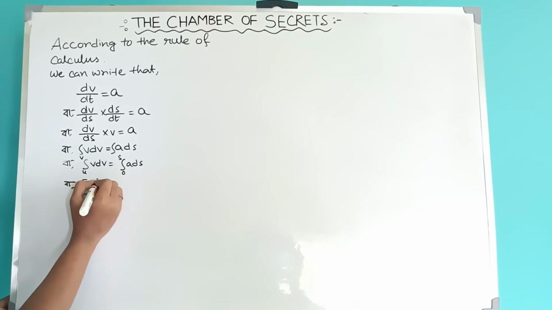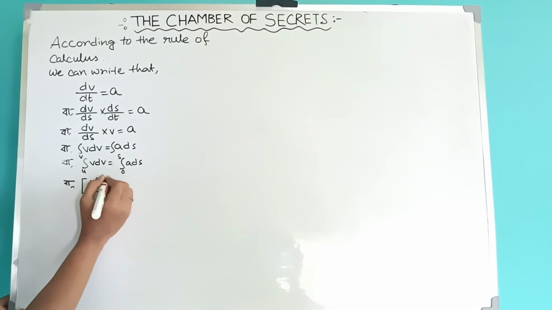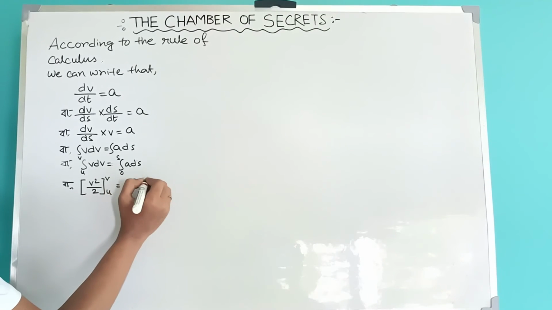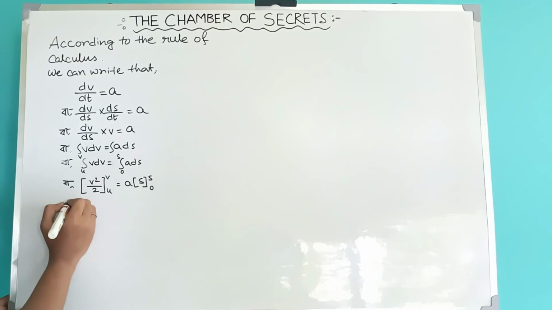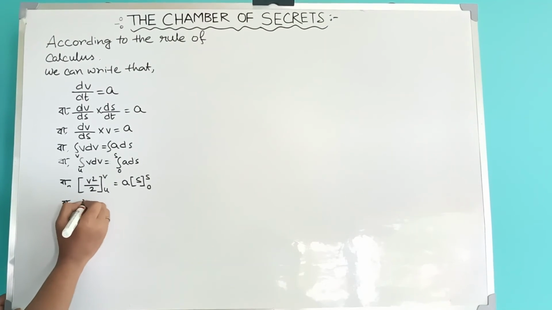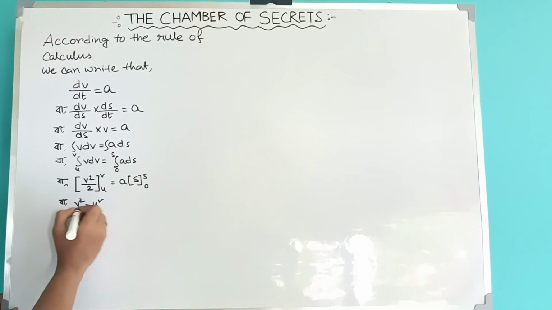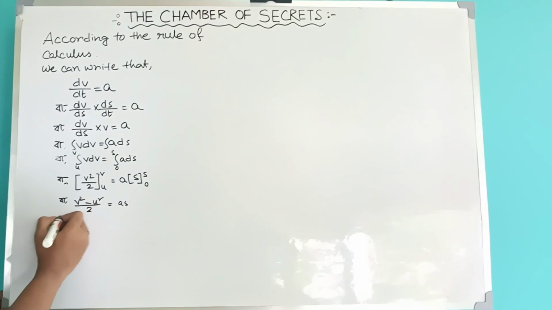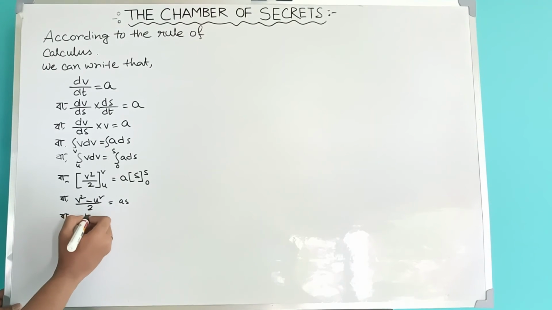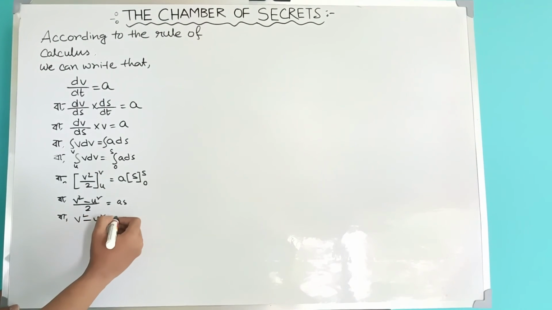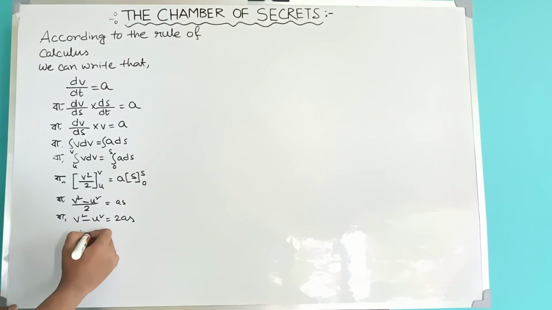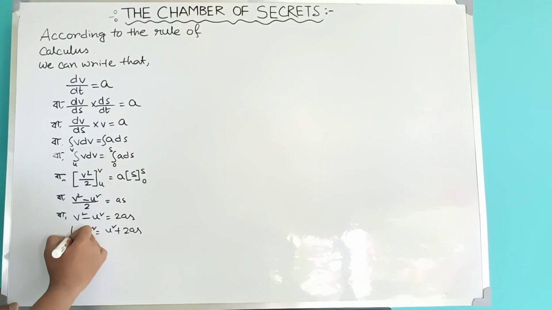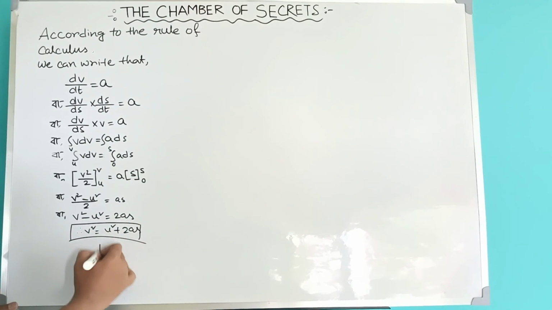v square by 2, upper limit v lower limit u, is equal to a s, upper limit s lower limit 0. In the next line, or (v square minus u square) by 2 is equal to as. So we can write also v square minus u square is equal to 2as, and the final line is v square is equal to u square plus 2as, and the proof has been completed totally.